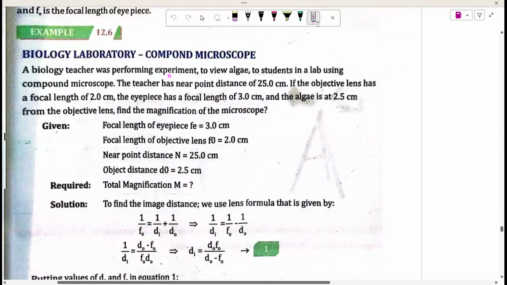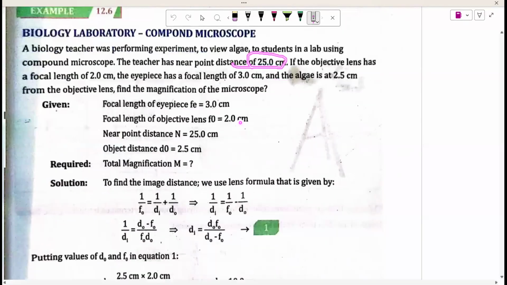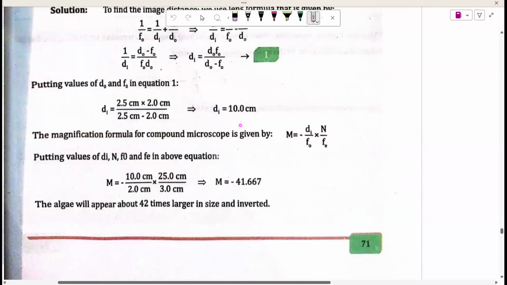Next question we had: a biology teacher was performing an experiment to view algae to students in a lab using a compound microscope. The teacher has a near point distance of 25 centimeter. If the objective lens has a focal length of 2 and the eyepiece has a focal length of 3, the lens is 2.5 centimeter from the object. अब हमारे पास L over F into 1 plus N over FE का formula use होगा. तो eyepiece के लिए उसने distance कितना show किया हुआ है? Eyepiece की focal length ये है, और objective lens से उसका distance ये है, और ये 25 centimeter N की value है यहाँ पे. Let's see, उन्होंने ये formula use किया है.